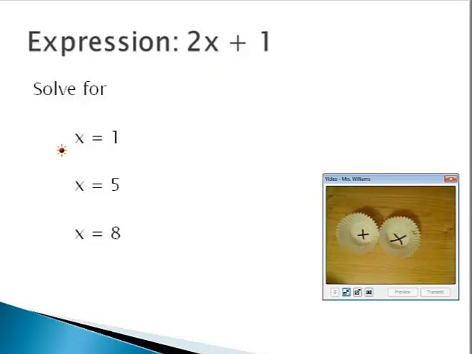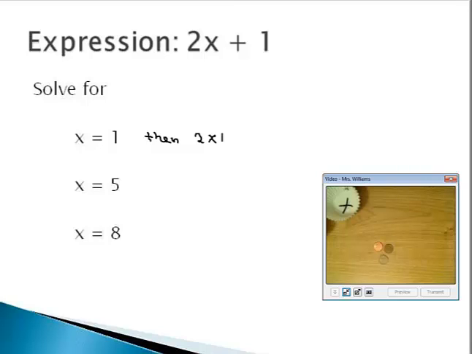So we're solving for x is equal to 1. So I put 1x in each of my x boxes, and I'm adding 1. So let's put 1 penny in there as my constant. And what's my total? Let's empty out my x boxes and find out my total. X is equal to 3. So for x equal 1, looking back at the whiteboard, then 2x plus 1 is equal to 3.